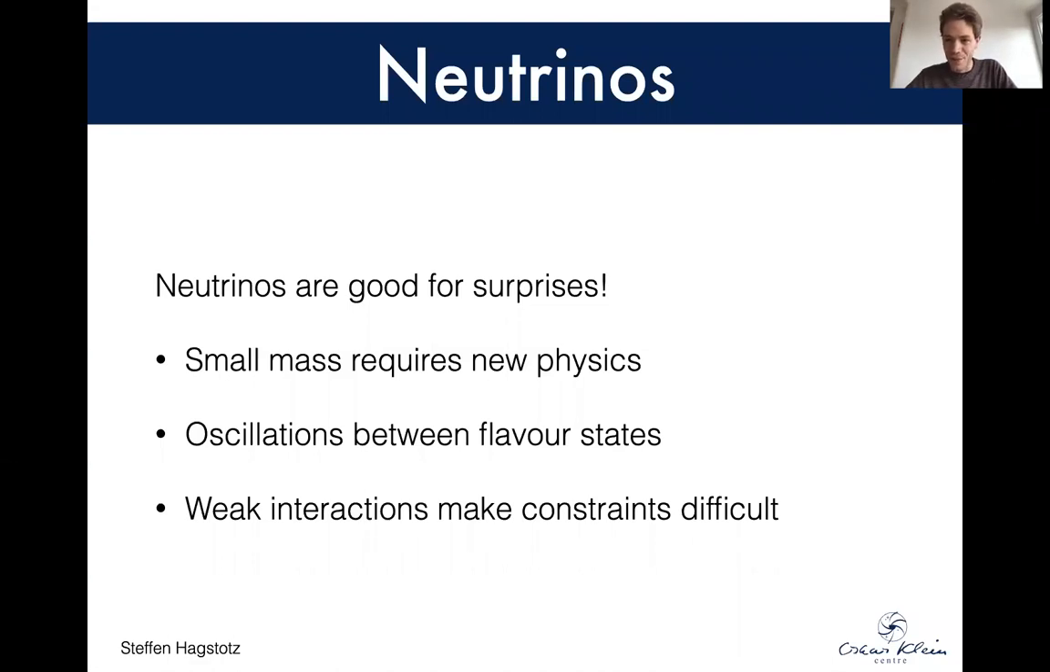So why are neutrinos interesting? If we're looking for new physics, well, neutrinos are always good for surprises. So we know now that neutrinos have a small mass. And to give neutrinos mass, you actually need physics beyond the standard model. The fact that neutrinos have mass also means that the flavor states and the mass states are different, and we observe oscillations between the flavor states.